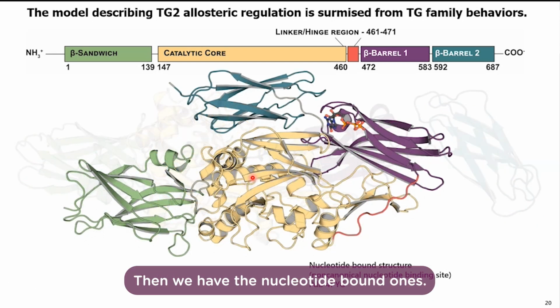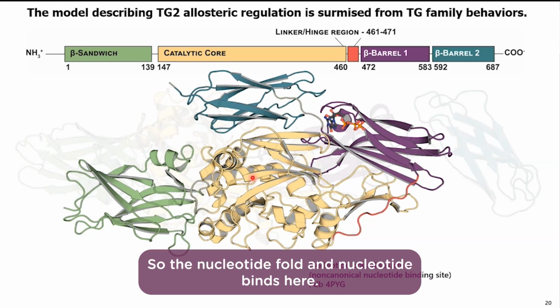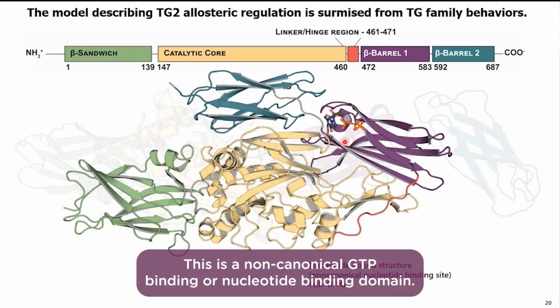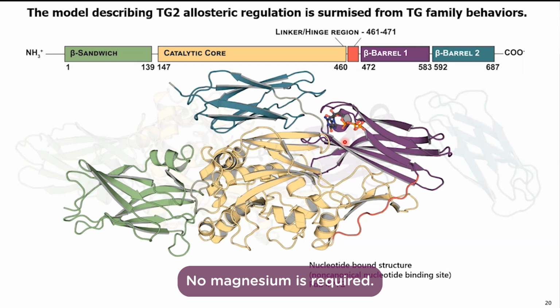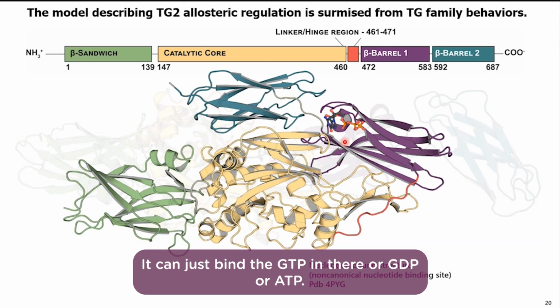Then we have the nucleotide bound ones. So this is a nice compact structure, right? So the nucleotide fold, the nucleotide binds here, and this is in between beta barrel 1, catalytic core. This is a non-canonical GTP binding or nucleotide binding domain. No magnesium is required. It does not have a grasp fold. It has a whole bunch of arginines and lysines in there. You can just bind the GTP in there, or GDP or ATP.